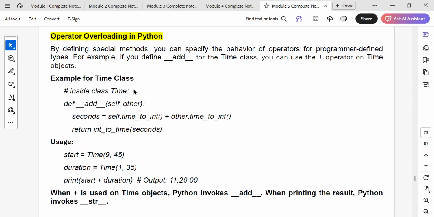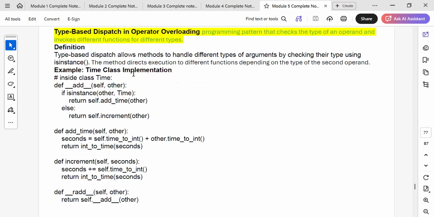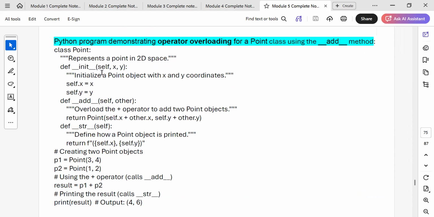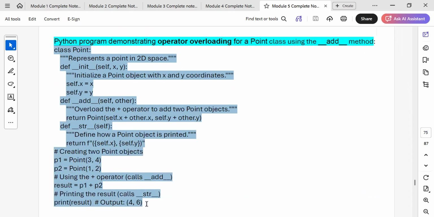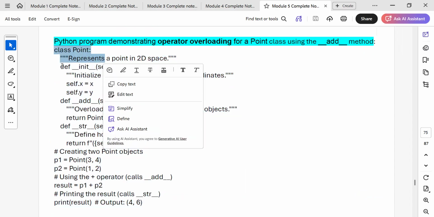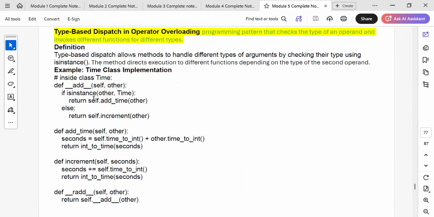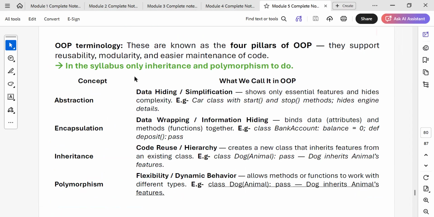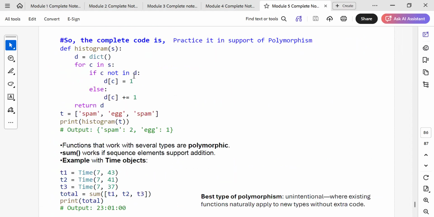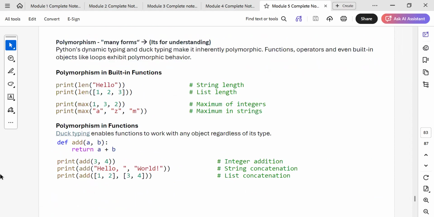Operator overloading is very important, so go through this also. They might ask a direct question or a programming based question. Always give answers for the fifth module with the help of class, meaning recreate the class. See here, this is called a method. If you declare these methods outside the class, it is called a function. Then operator overloading, then inheritance, then polymorphism. These are the questions you have to prepare for your examinations.